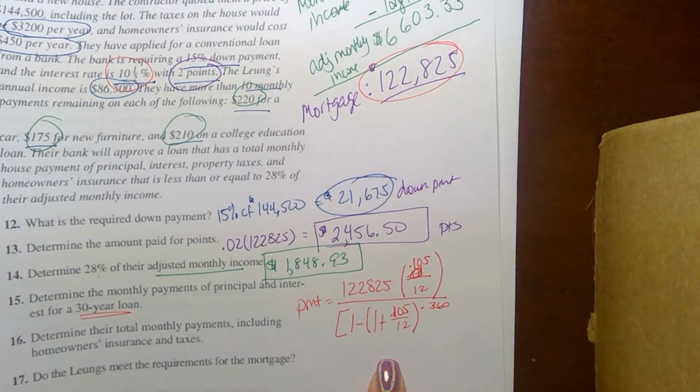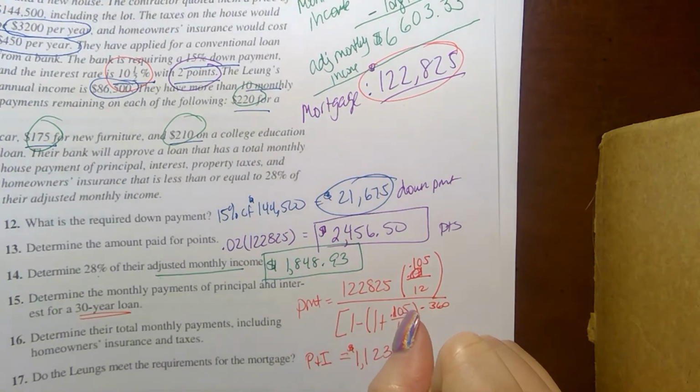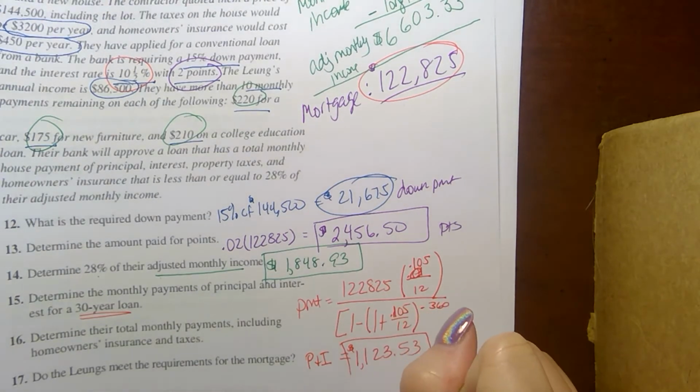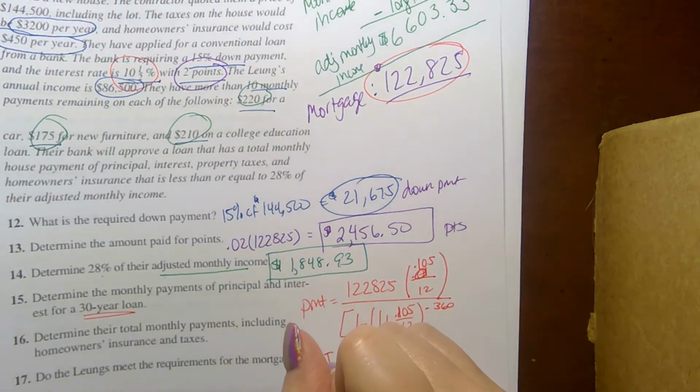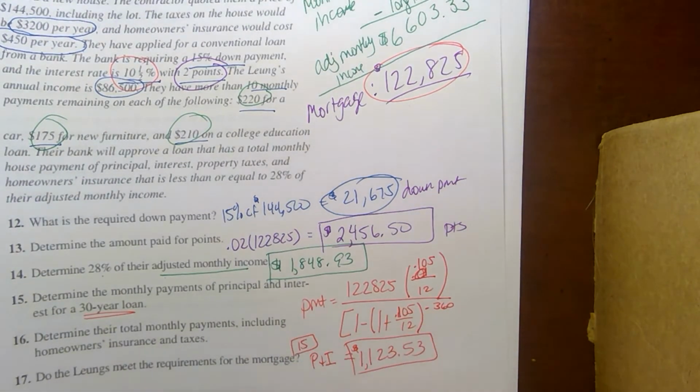Hopefully you guys have done that enough times that you know that order. And I get out a principal and interest payment of $1,123.53 when I walk through those steps. That's the answer to 15.